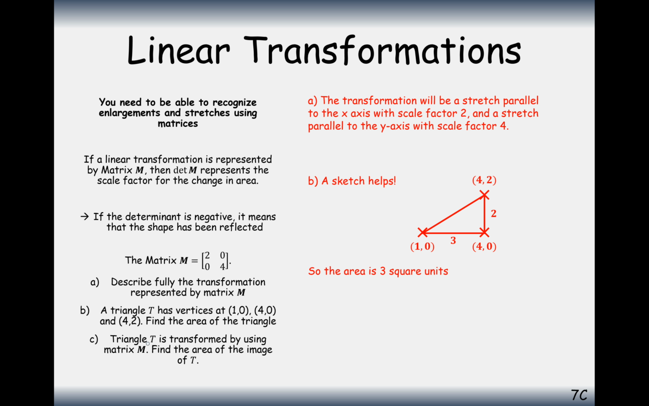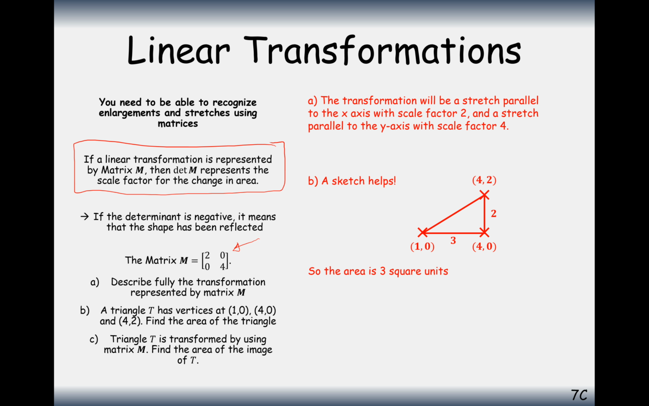For part C, triangle T has been transformed using matrix M. Find the area of the image of T. If it's been transformed under the matrix M and we're looking to find the area, we can use this cheeky shortcut up here to work out the determinant of this matrix, and then just times it by the area of the previous triangle before we've transformed.